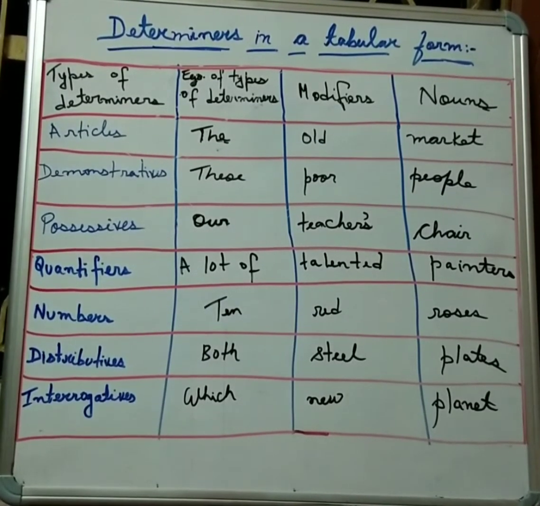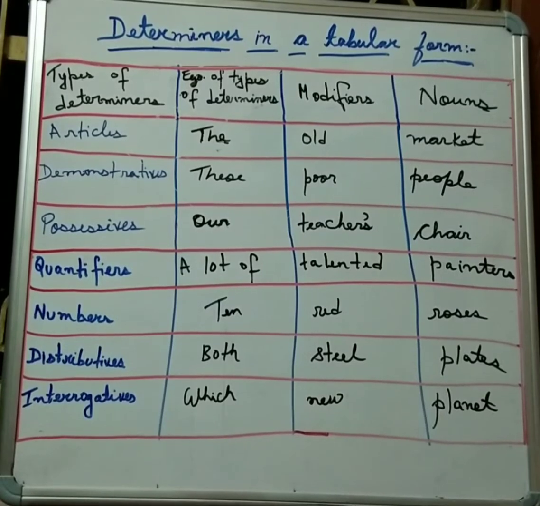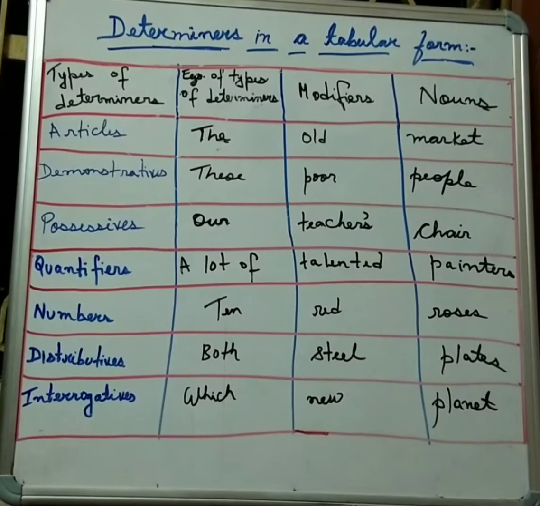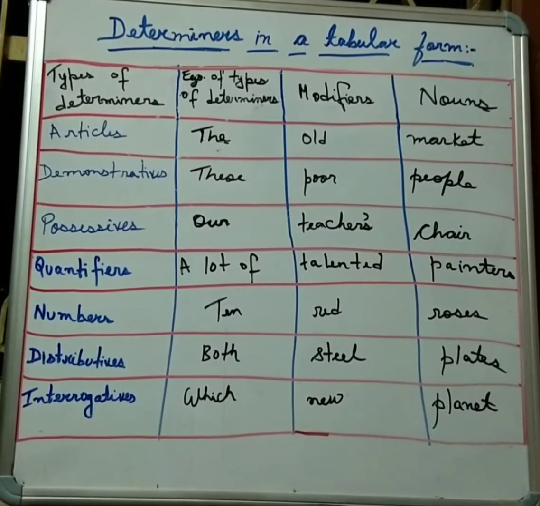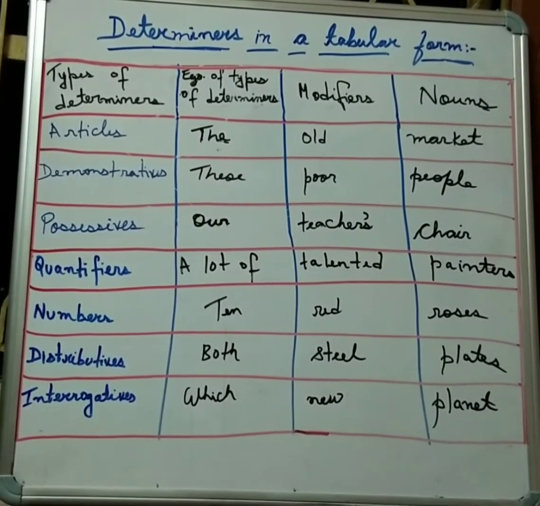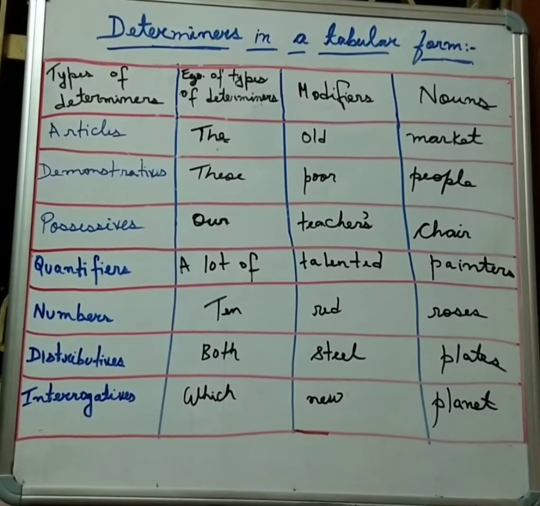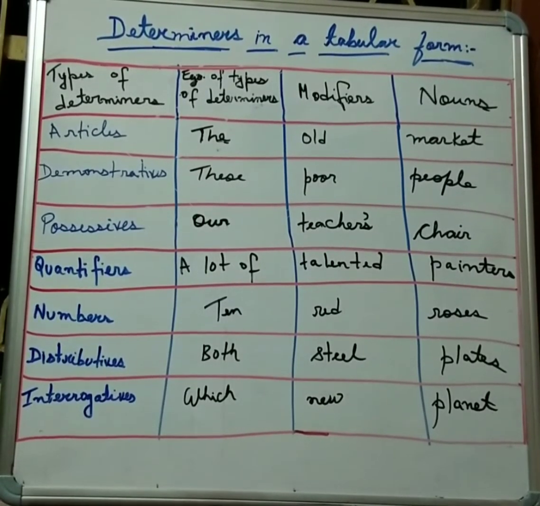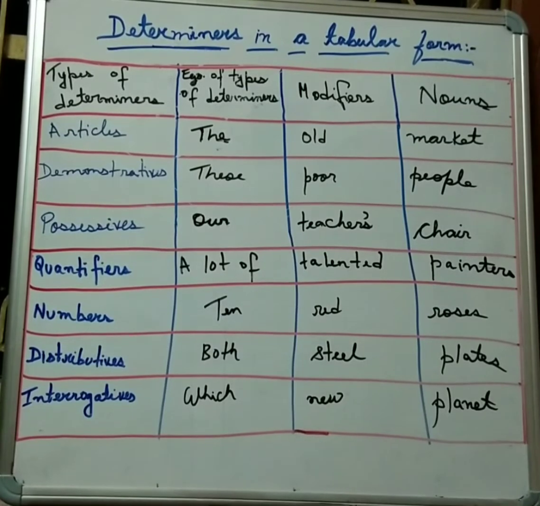Articles: the example of article is the, modifier is old, and the noun is market. As the word the comes before a word which begins with a vowel sound, we will pronounce it as the old market. So what kind of market? Old. Here the modifier is an adjective and it defines a noun or modifies the noun market. When I have used the definite article the, it means I am talking about a particular or specific market.